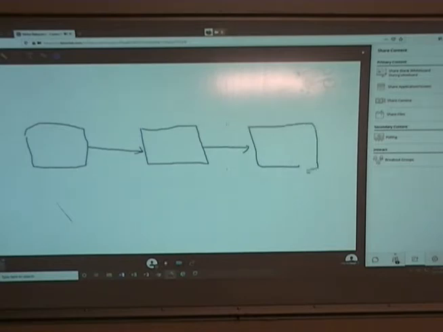Okay, you can't get much more basic than this. So, how this works is that box 1 is the input. So it's the stimulus.